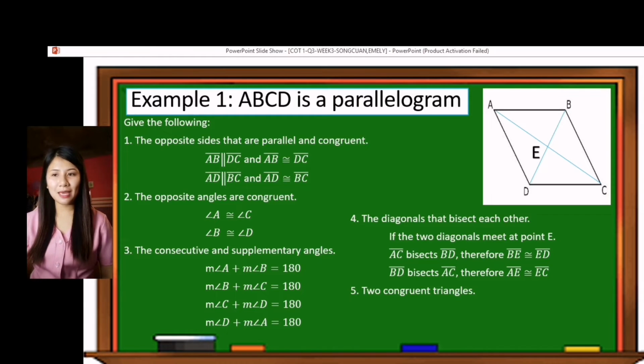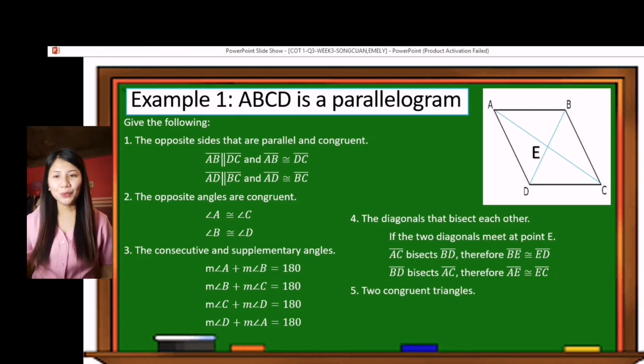We have the segment BE is congruent to segment ED, as well as if we're going to consider the side BD, it bisects side AC. Therefore, the two equal segments are segment AE is congruent to segment EC.